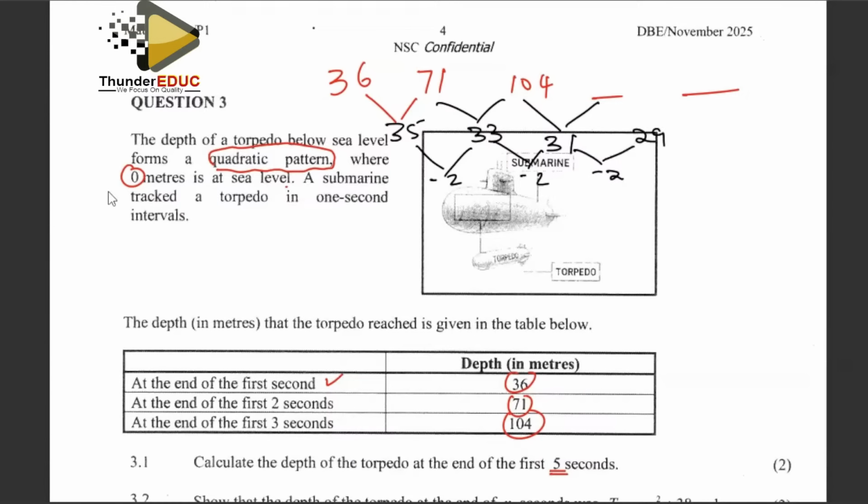And then you plus. So what is 104 plus 31? We get 135. And then 135 plus 29, I end up with 164. So meaning that the depth at the end of the first 5 seconds will be 164 meters.